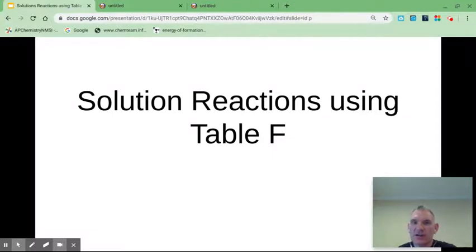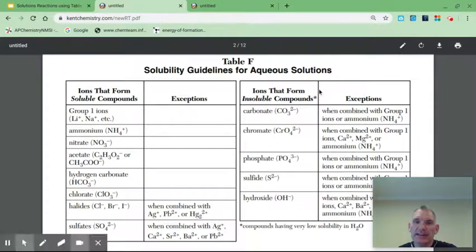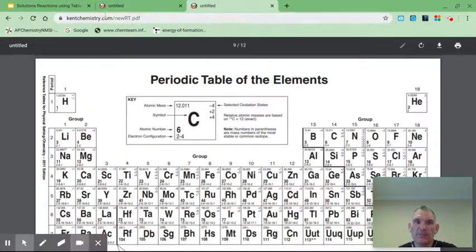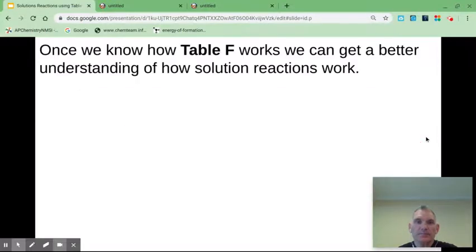So make sure that you are viewing the video, pause when necessary. If it asks you to look something up, make sure you have your reference table open to the table F solubility guidelines, and you want to have it handy to use the periodic table. All right, so let's get into the lesson for today.